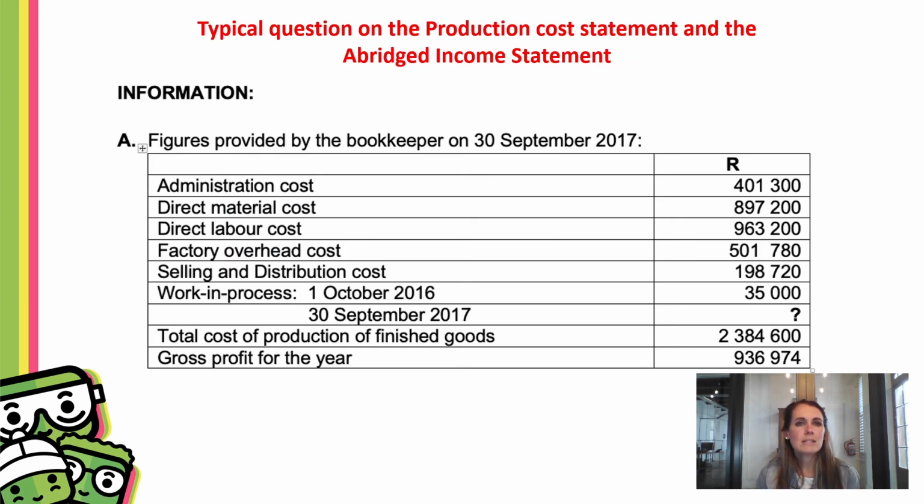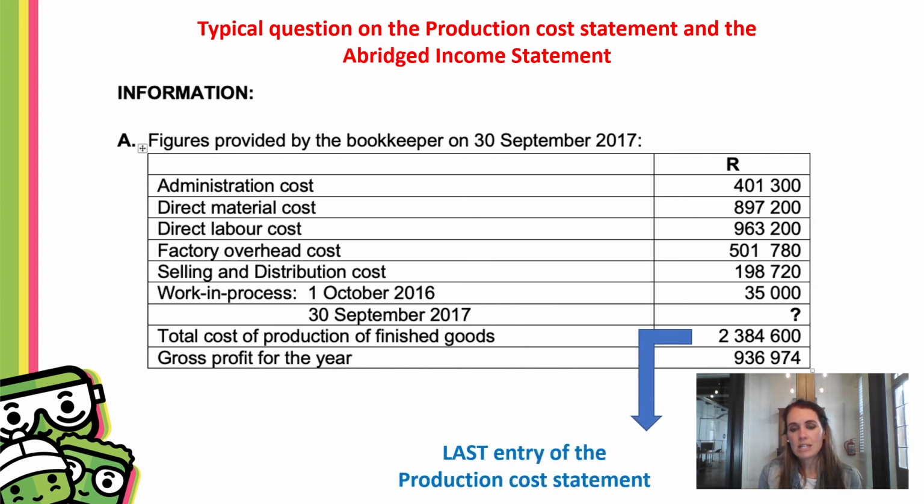Now, a quick typical question. I've picked a small one just to help you with the layout so that you can see where everything goes. So they've given me a list of balances. Admin is there, direct material, direct labor, factory overhead, sales and distribution, an opening balance, no closing balance, a total cost of production of finished goods, and the gross profit for the year. So it looks like everything's done. Very important to take note of.